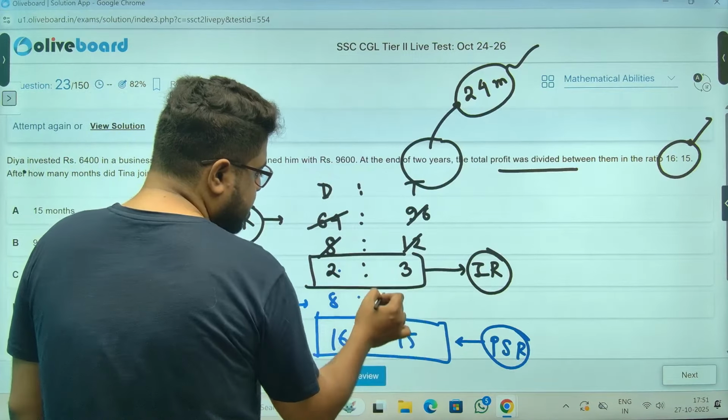Now some value is given. Sir, end of 2 years, meaning Dia was there for 2 years. 8 parts is equal to 24 months, so dividing by 8, 1 part is 3, which means 5 parts will be equal to 15 months. So how many months later did Tina join? Sir, 9 months later, because 15 plus 9 takes you to 24, sir.